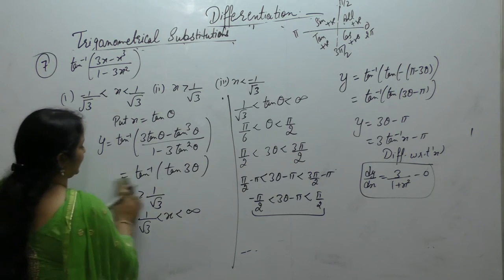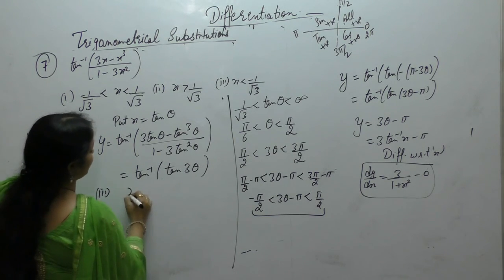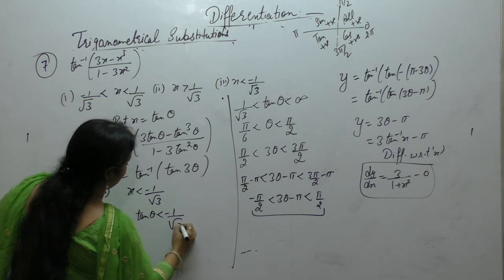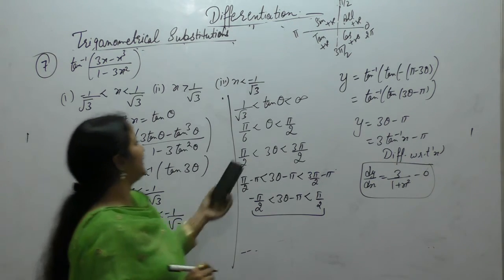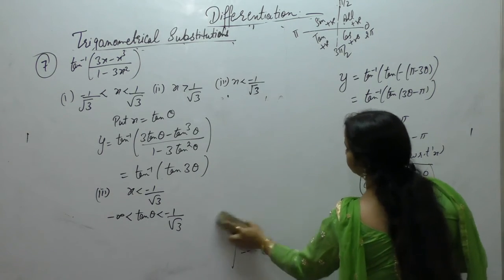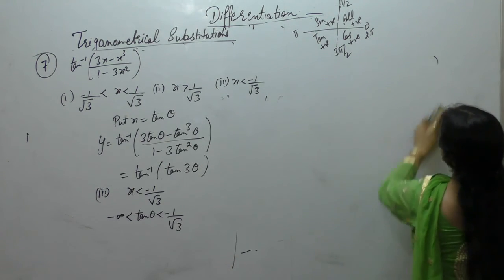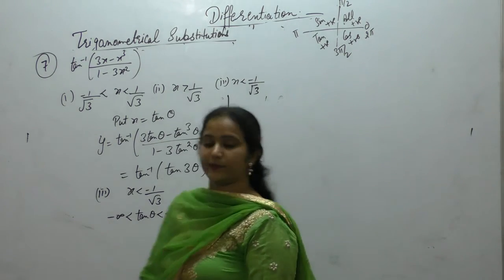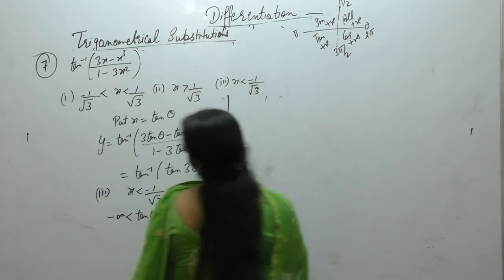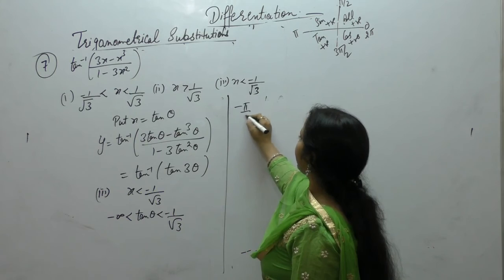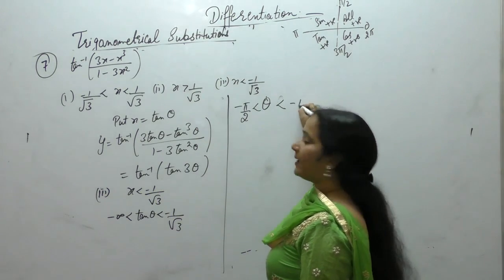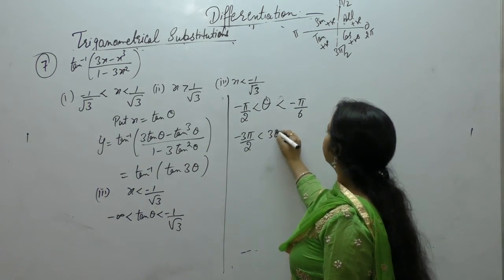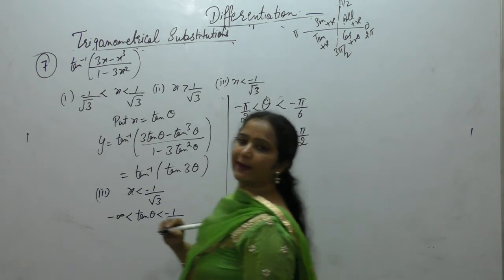Now the next one, third case. Third is the case x is less than minus 1 by root 3. Tan theta is less than minus 1 by root 3. So tan theta should be greater than minus infinity, because the value of tan lies between minus infinity and minus 1 by root 3. Now minus pi by 2 less than theta less than minus pi by 6, multiply by 3: minus pi by 2.